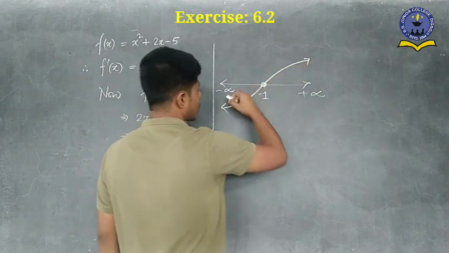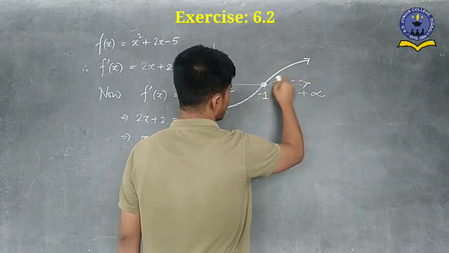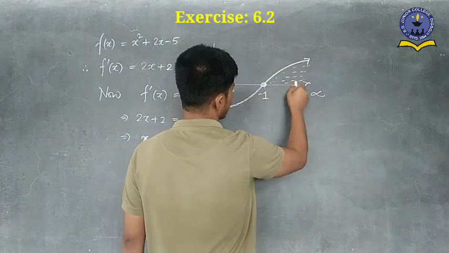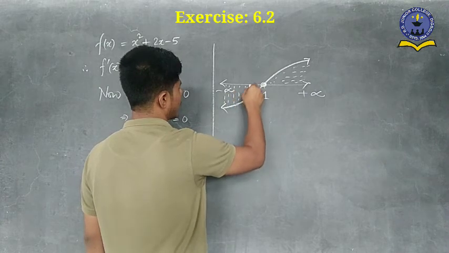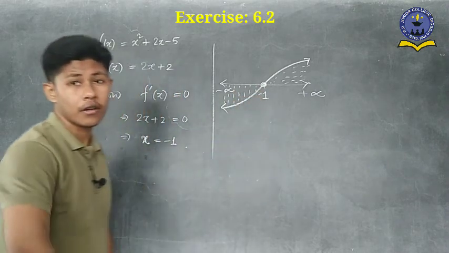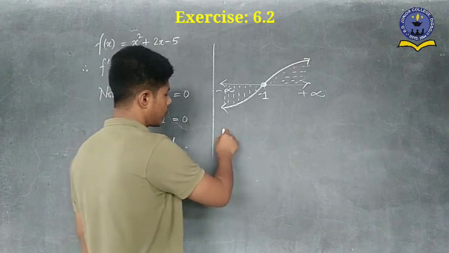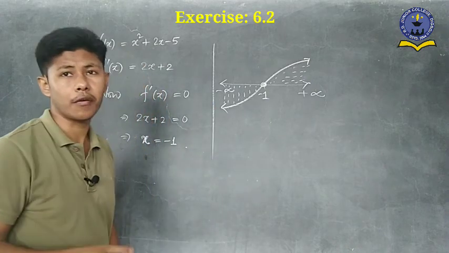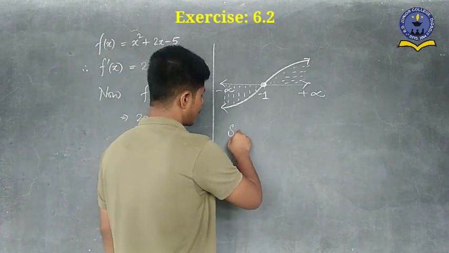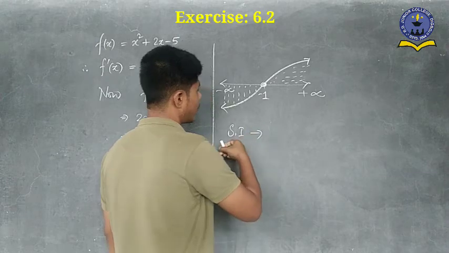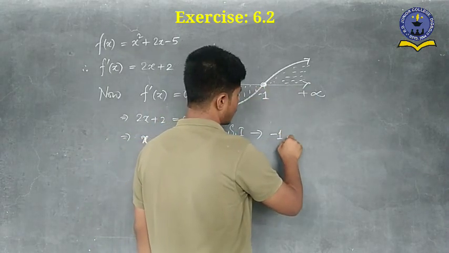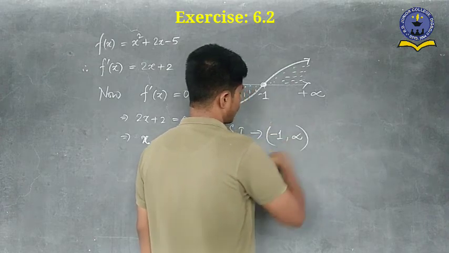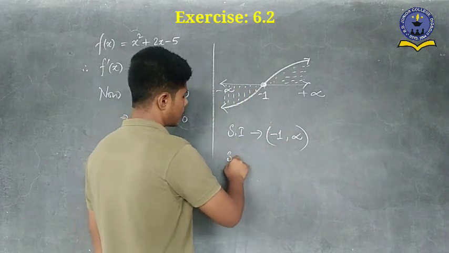Is it clear? Now this portion is increasing, and this portion is known as decreasing. So that's the increasing and decreasing part. According to our question, strictly increasing: if we write from where to where? Minus 1 to infinity. So we have to write minus 1 to infinity. Is it clear?